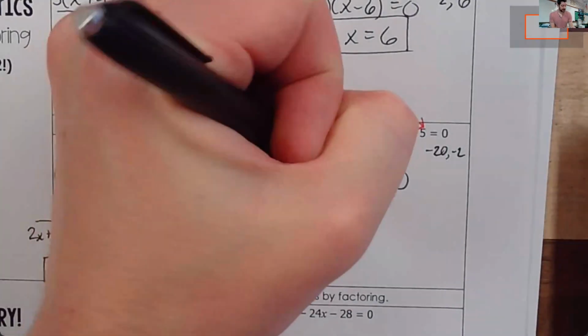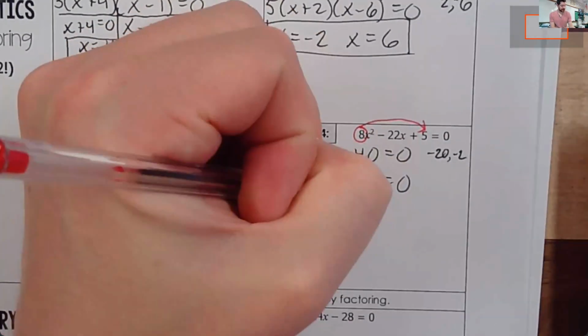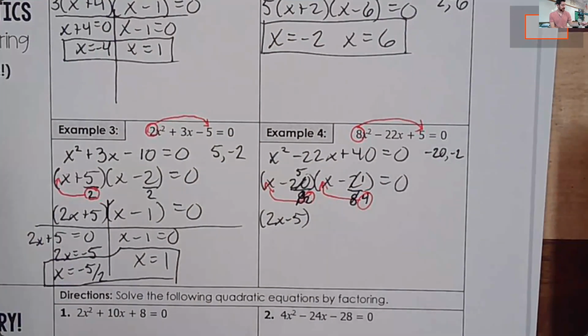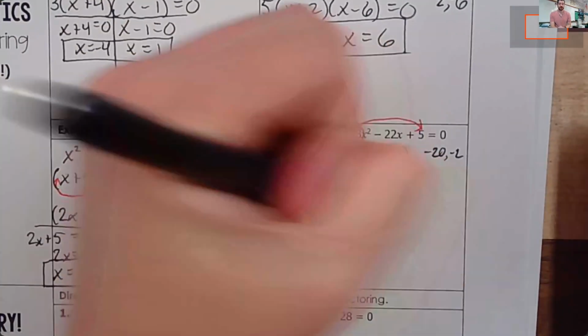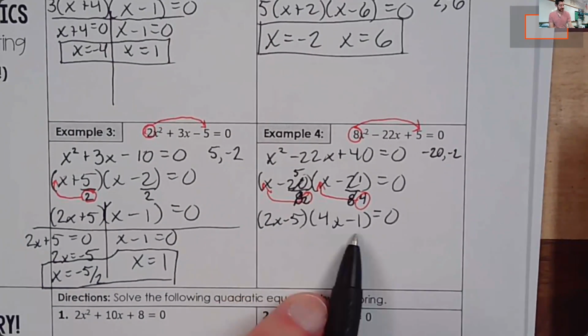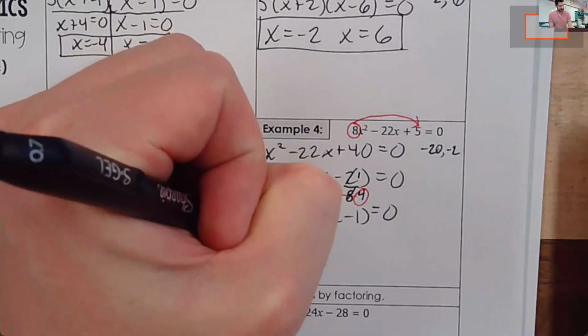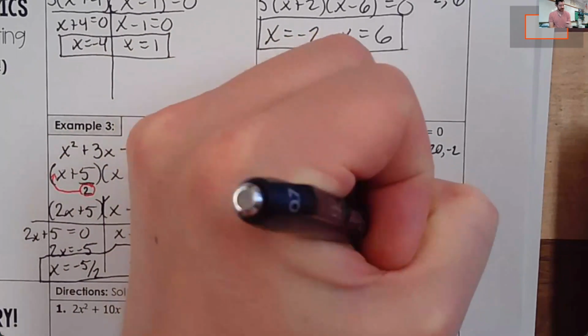1/4. So 1/4, slide the 4 in front of the x, and we are now looking at 4x minus 1. So we got 2x minus 5 and 4x minus 1. Now we're going to write our two equations and solve for x. Now these are both going to be two-step equations. So 2x minus 5 equals 0, 4x minus 1 equals 0.